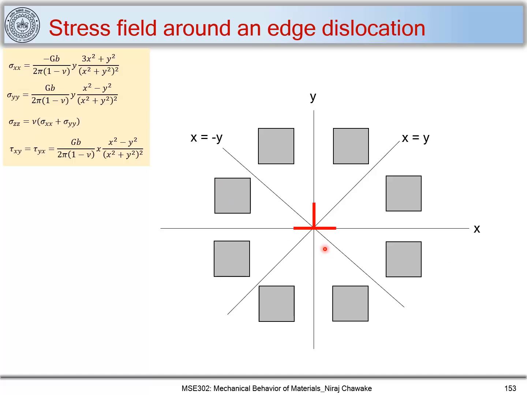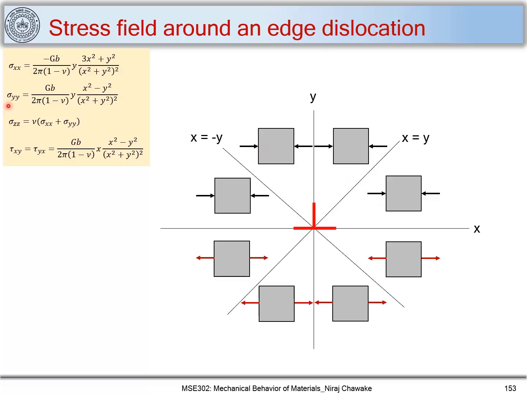So let's mark this on the elements. For y negative, sigma xx is tensile in nature. Similarly, for y positive, sigma xx is negative, and negative sigma xx means it is compressive in nature. So let's mark on these four elements, when y is positive, that sigma xx is compressive in nature. So we have marked sigma xx to be compressive here.